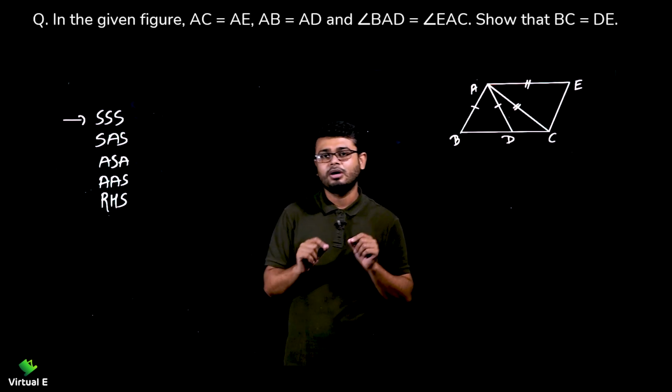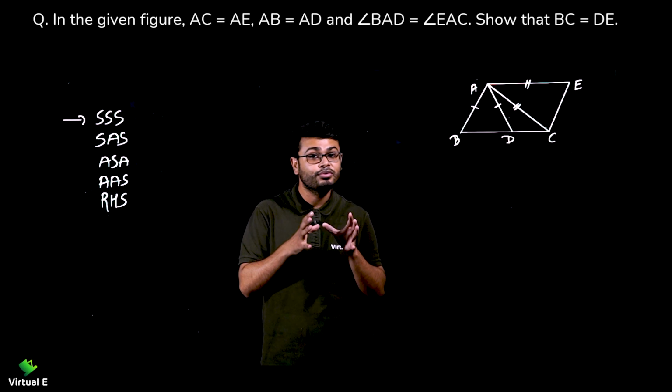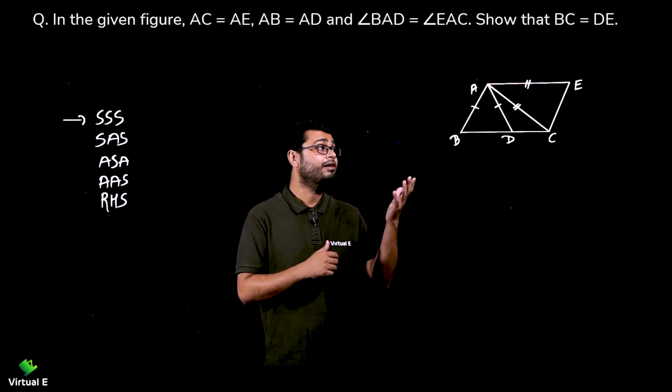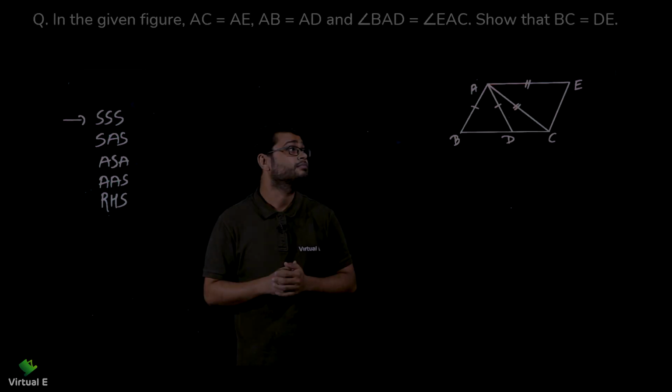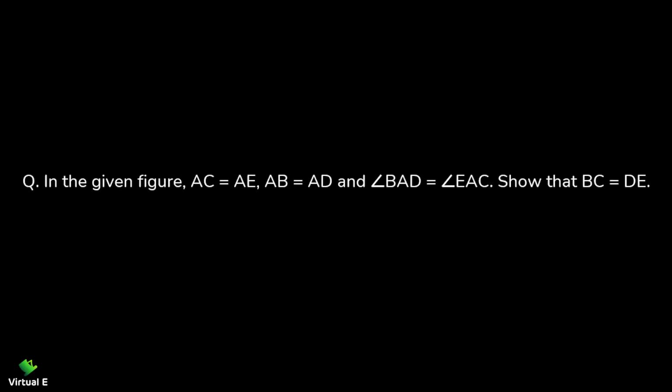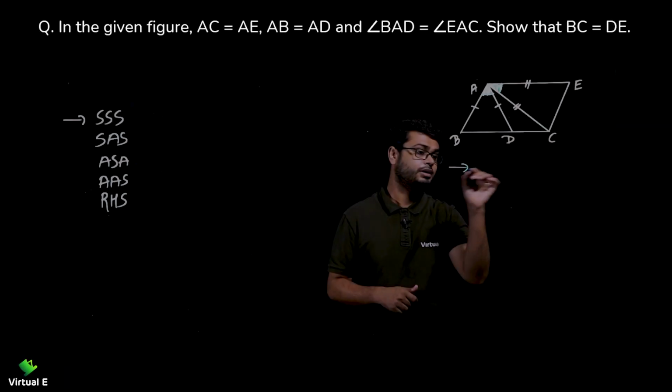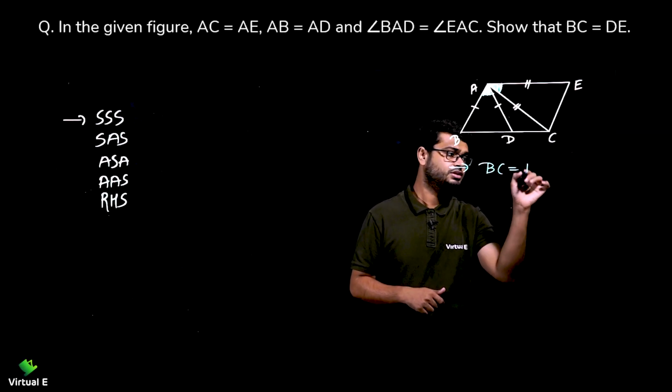Mathematics is all about you have the condition, you have proof, then only you can apply it. We don't have proof that it is parallelogram, right? So this is the figure. Let's start with the question. In the given figure, AC is equal to AE, then AB is equal to AD, and angle EAC and BAD are equal. Now what we need to prove, that BC is equal to DE.